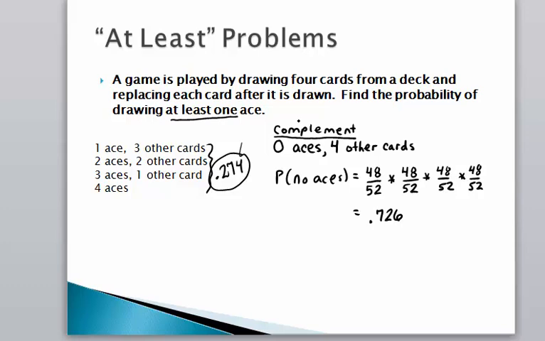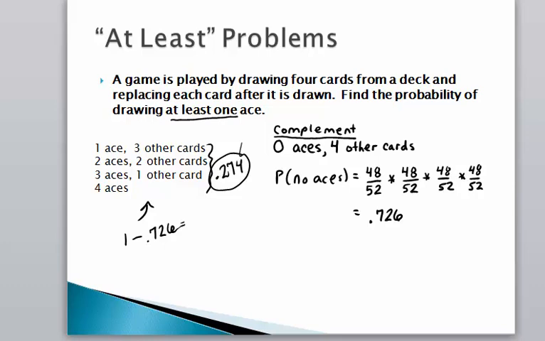And so if we want to find the probability that is being asked in this question, then we essentially need to take 1, which is the total of the entire sample space, and subtract off the part that we don't want. And when we do that, that's going to give us the answer to the problem. 0.274 would be our answer.